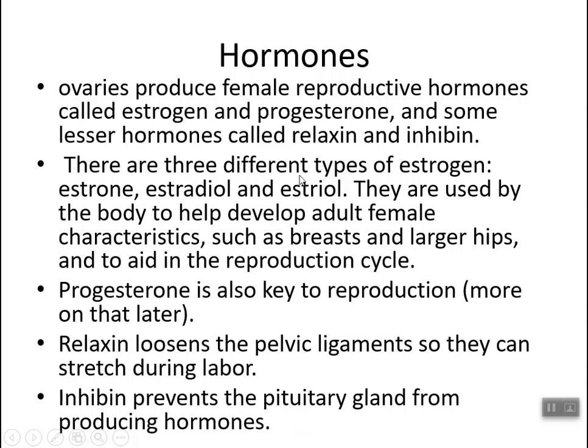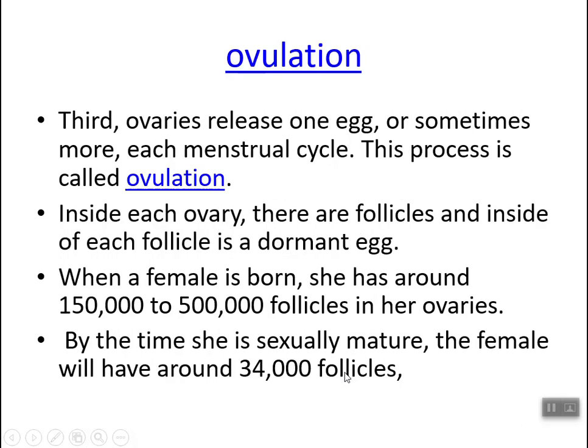So the two main hormones are estrogen and progesterone, and in lesser amounts, relaxin and inhibin. Estrogen helps the development of secondary sexual characteristics like breasts, hips, and the menstrual cycle. Progesterone helps prepare the uterine wall. Relaxin acts at the time of delivery, and inhibin prevents the pituitary gland from producing hormones.